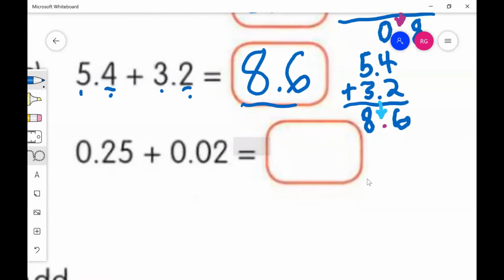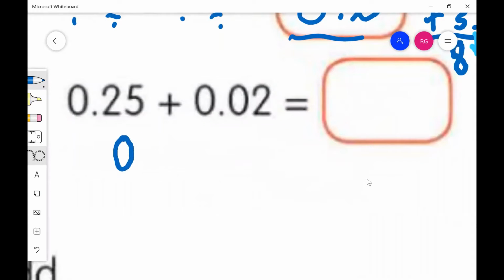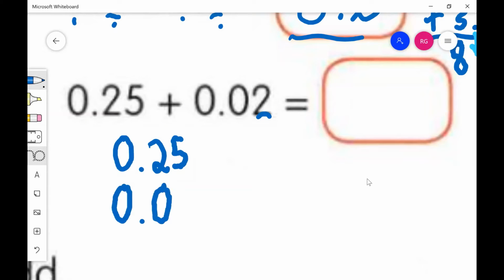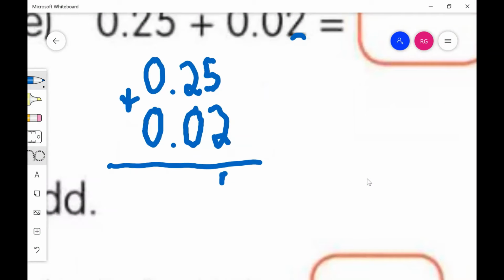All right, next question here has 0.25 plus 0.02. And for this one, I want to be careful because I've got 0.25. And I want to be careful not to add this 2 hundredths to my tenths. I need to put a 0 here and a 2 here. And then I can add these up and it should work out okay. All right. So let's say 5 plus 2 is what? Yeah, that should be 7.